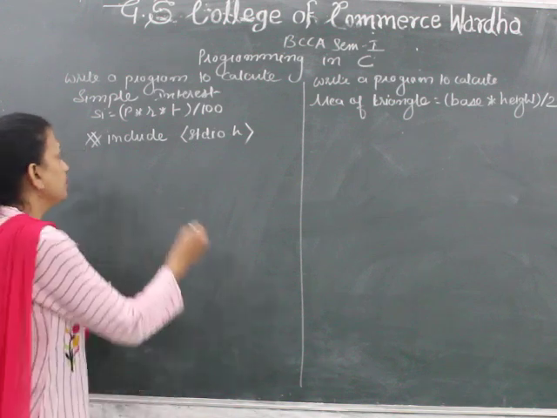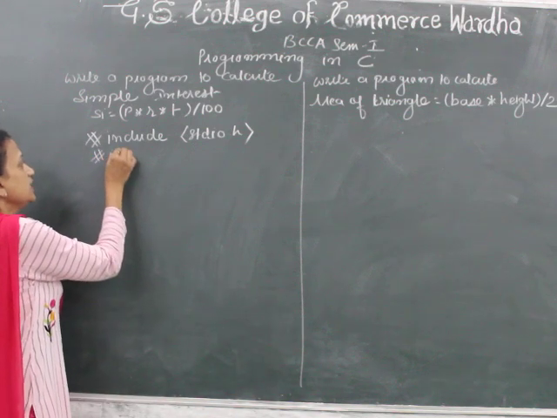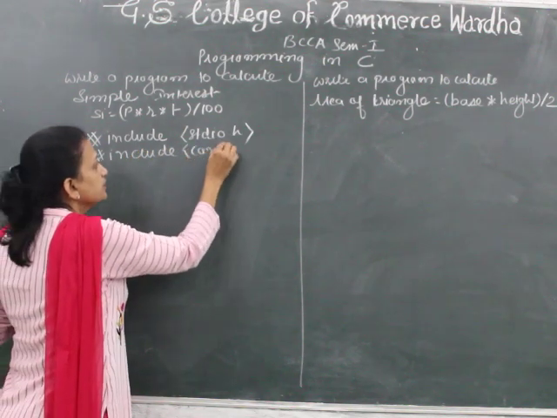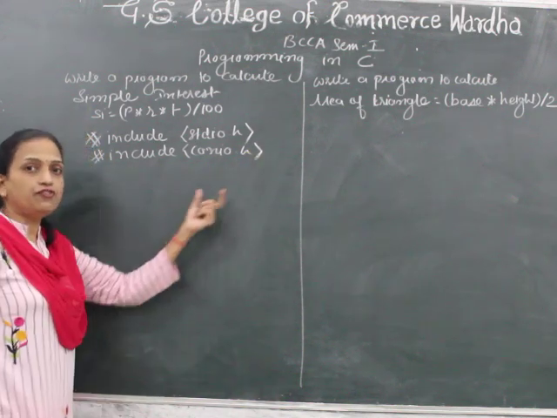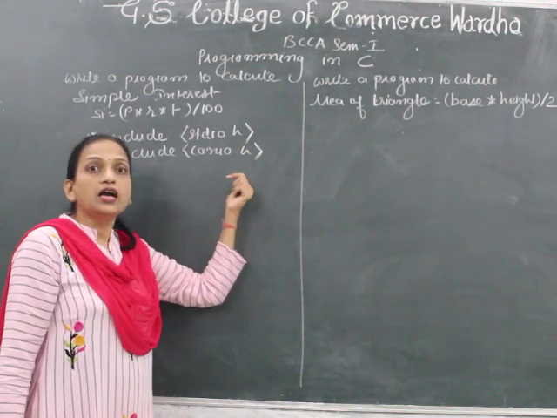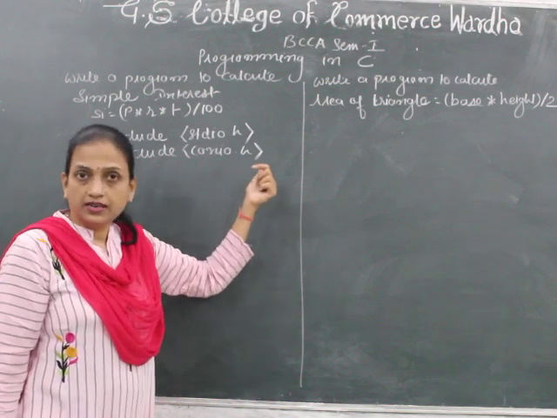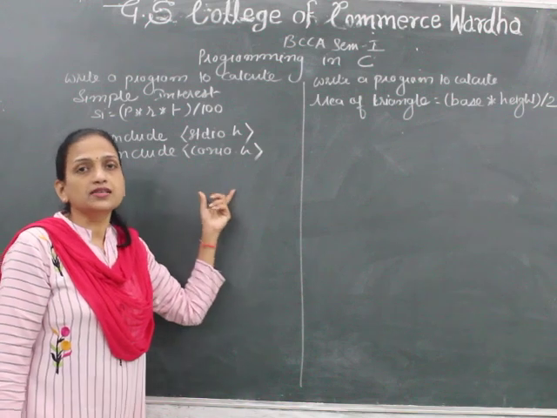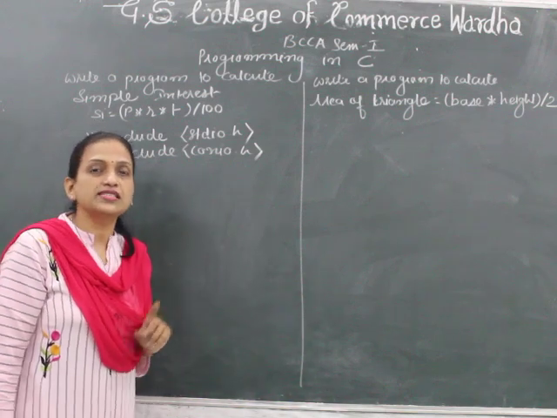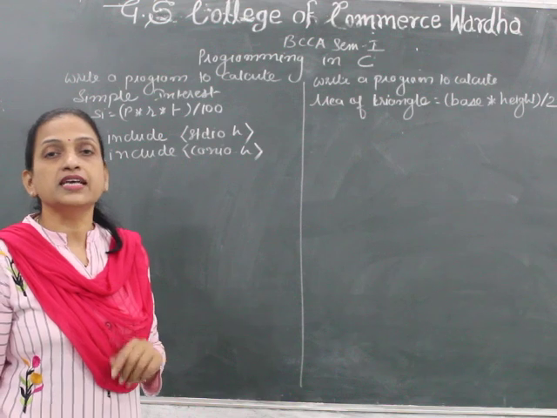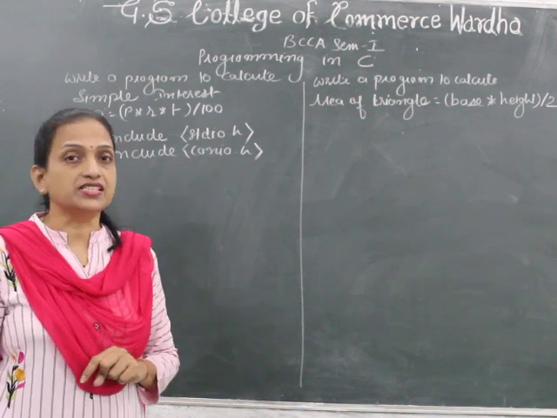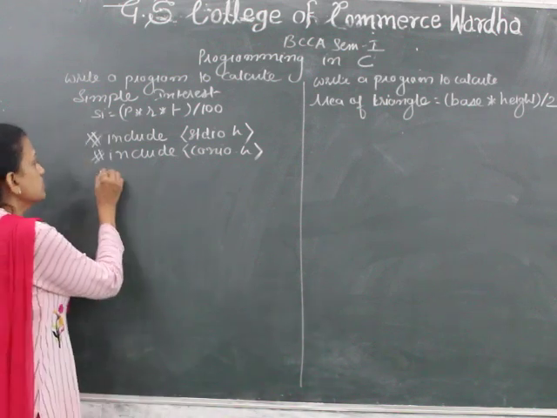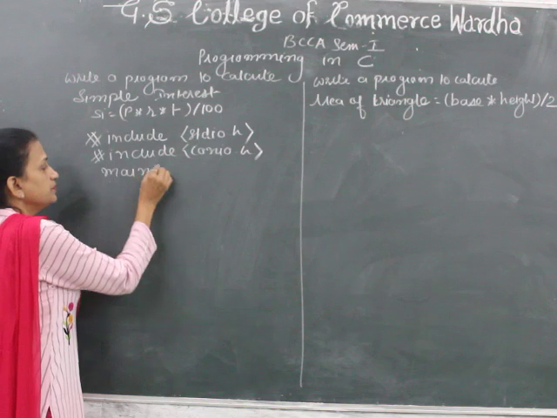One more file we are going to learn today, that is include conio.h. The full form of conio is console input and output header file. Why are we using this file in our program? Because of a function which we used in the earlier program, that is getch. The definition of the getch function is given in this console header file. Now start your program.